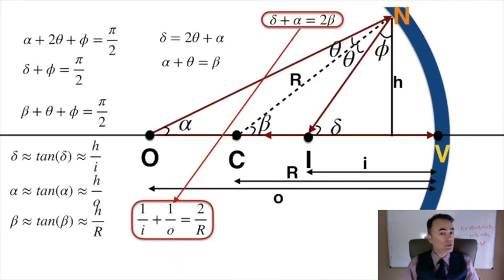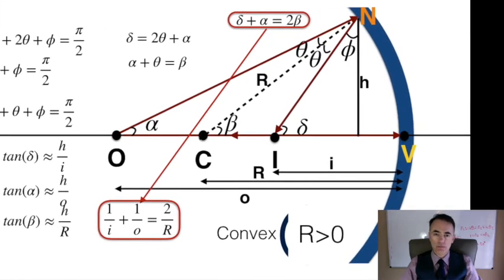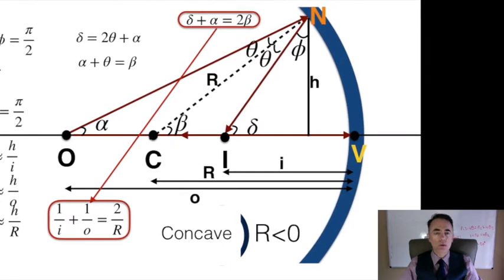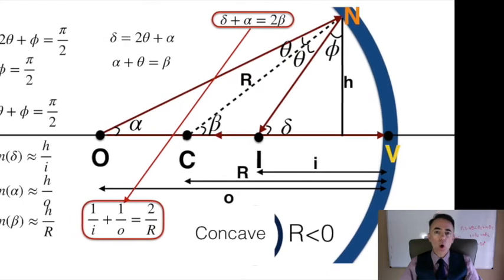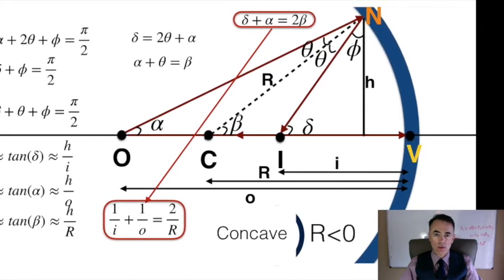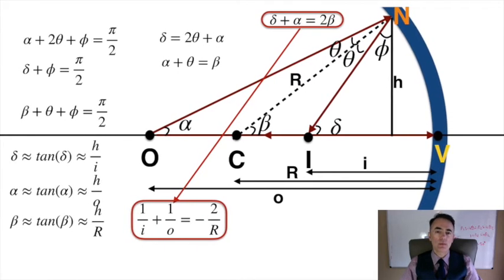Now we need to introduce a certain convention of signs. As for positions of objects and images, O's and I's, if they are real, those distances will be positive, and if they are virtual, they will be negative. As for the curvature of the mirrors, if the mirror is convex, R will be positive. If the mirror is concave, R is negative. In the present example, R is negative, while O and I are positive. This requires us to fix by hand the equation and add this negative sign here.